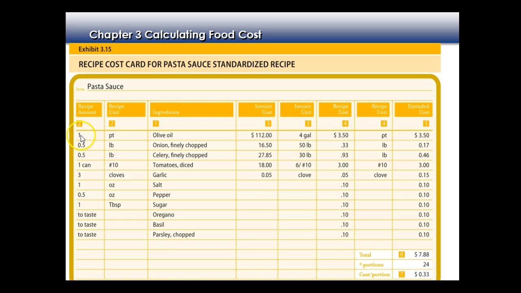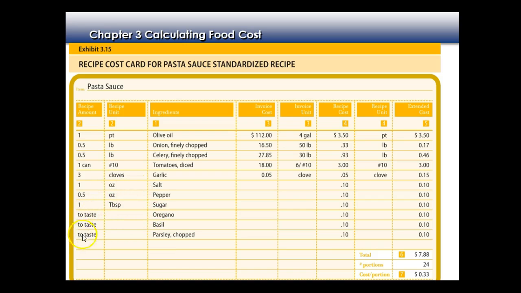So if we take the pint, we have 1 pint of olive oil. It's $112 for 4 gallons. So you need to break that 4 gallons down to 1 pint. The same thing here with onions. You want a half a pound of onions, but they're coming in this 50-pound bag. So you have to do the math from there. And this one's actually a little bit different. This does come in nice. The garlic clove, 5 cents each. You need to do 3. So that's the only one that really, well, I guess the other one's gross. This one's really gross. It's easy to do that one.